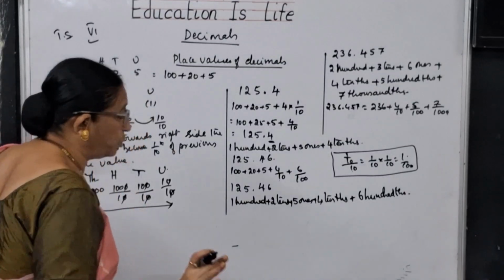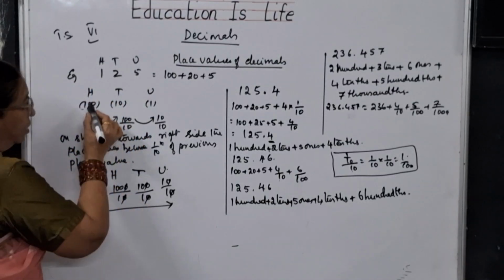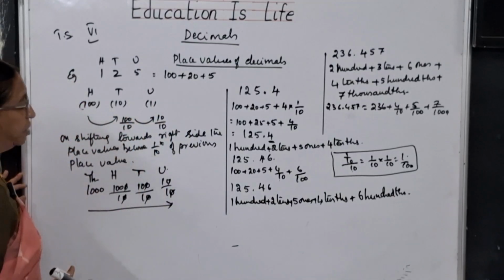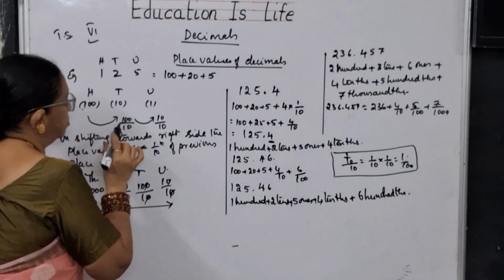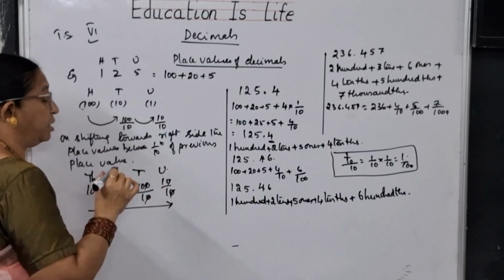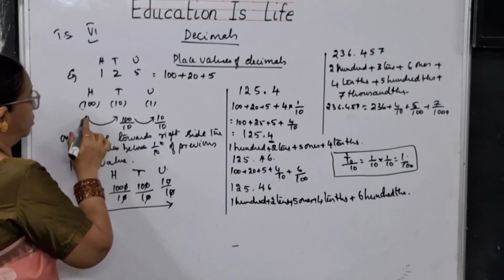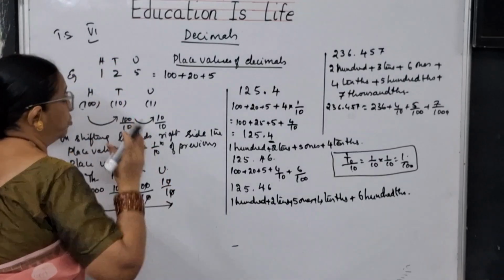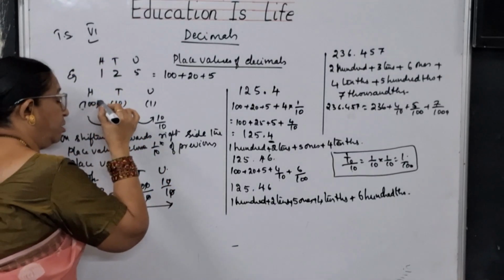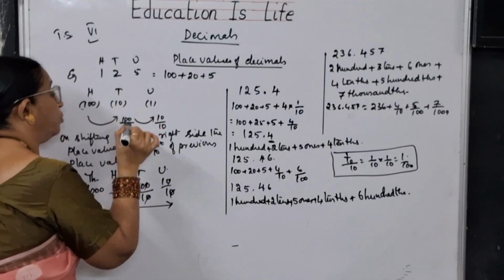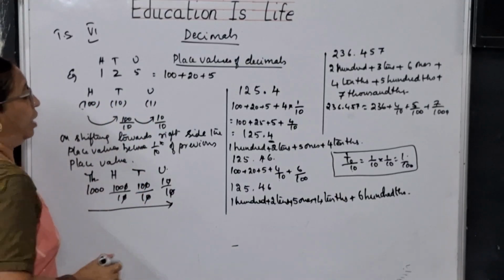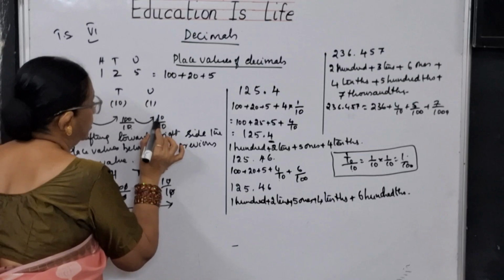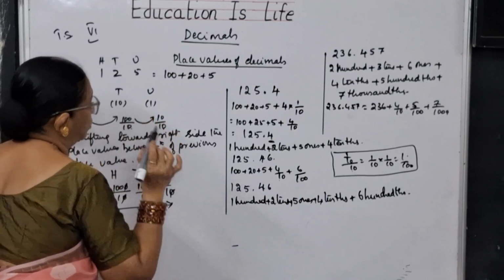The main thing you need to understand here is, whenever you are moving from left to right in a number system, each place will be divided by 10 from the previous one. This is 100. Now we are starting with 100. After 100 comes the tens place. That means 100 should be divided by 10 to get the tens place. And the units place: this 10 is the tens place, and the tens place should be divided by 10 to get the units place.